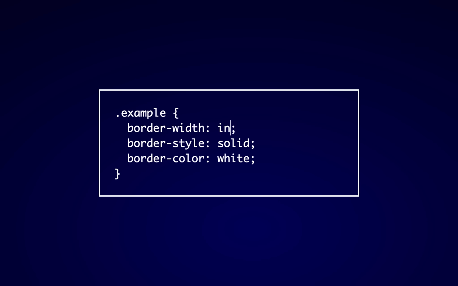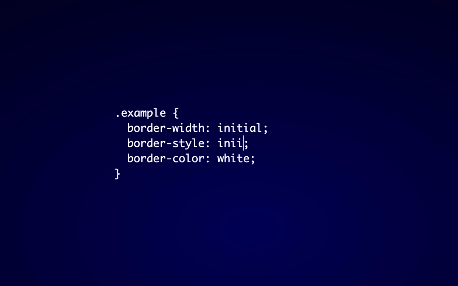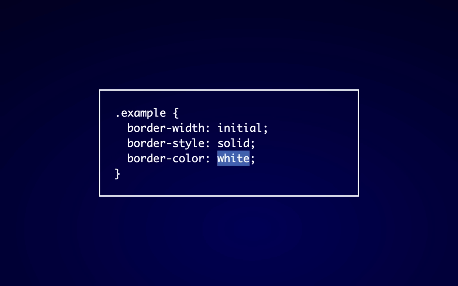You might be surprised to find out that the initial value of border width is actually not 0. It's a thickness called medium, which works out to be about 3 pixels in modern browsers. The reason elements don't have borders by default is because border style initial is none. But the border color property doesn't really have a meaningful default. It could have an initial of black or white or transparent. Or it could be an inherited property, but neither of those make much sense.